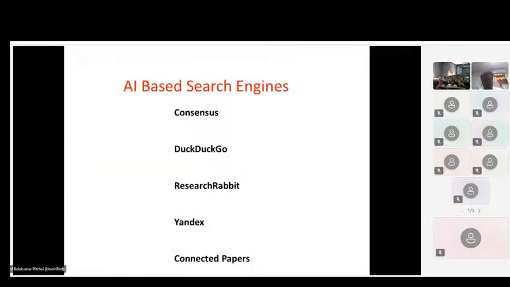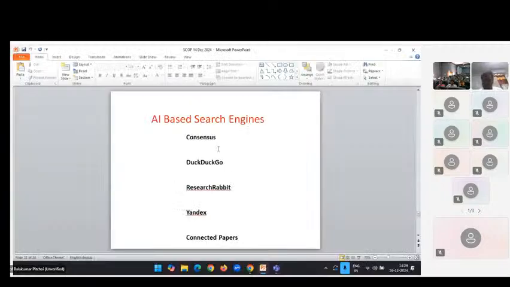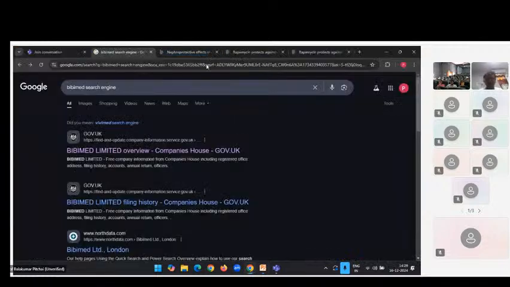So now coming to the main picture, AI-based search engines. The first one, the best one you must know is Consensus. Consensus, let me demonstrate.